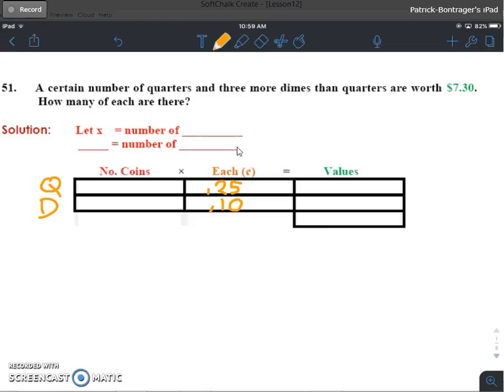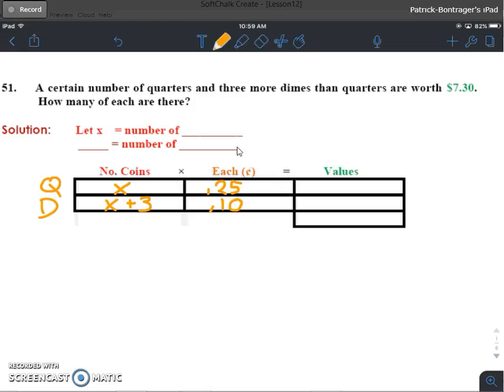All right, now let's talk about the number of coins. There are 3 more dimes than quarters. So dimes is based off quarters, so I'm going to let quarters be x. And 3 more means plus 3. It's going to be x plus 3.